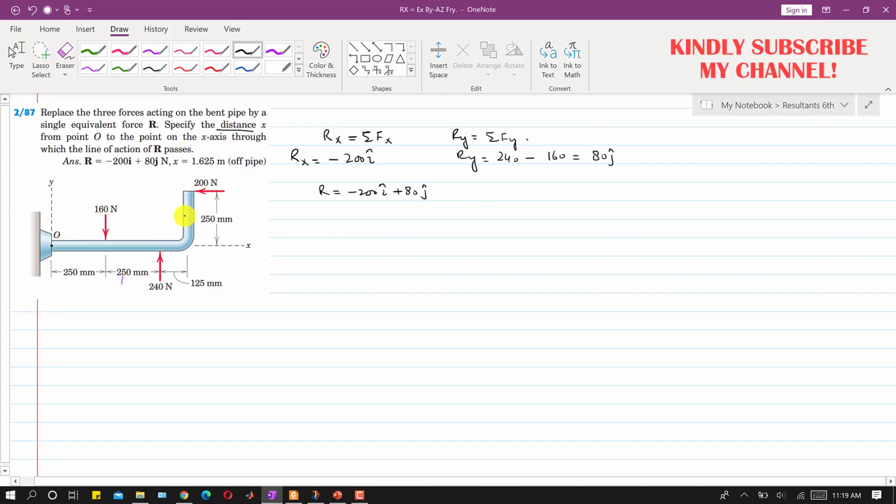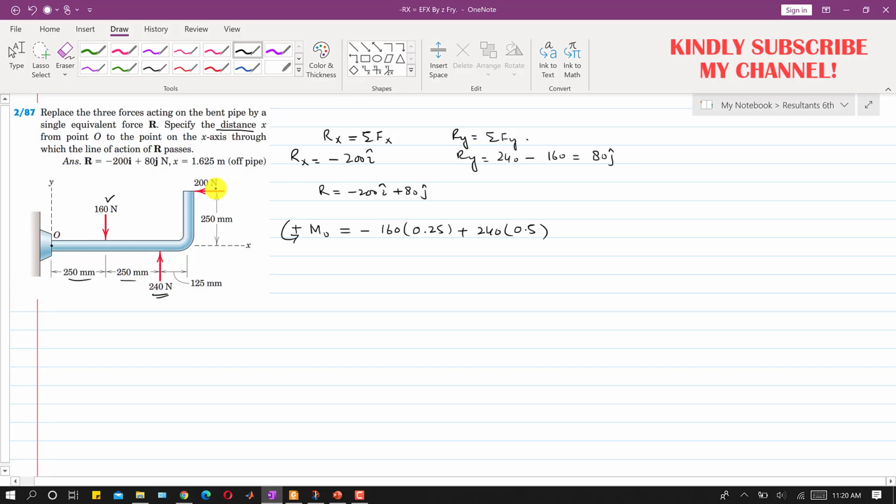Now to replace these three forces by a single resultant, we have to find the moment of these three forces about this point O. Let's say that the counterclockwise moment is positive. This 160 Newton force is producing clockwise moment about point O, so I will write minus 160 into 250 mm, which is 0.25 meters, since we want the moment in Newton meters. Similarly, this 240 Newton force is producing counterclockwise moment, so I will write plus 240 into the perpendicular distance, 250 plus 250, which is 500 mm, or 0.5 meters.